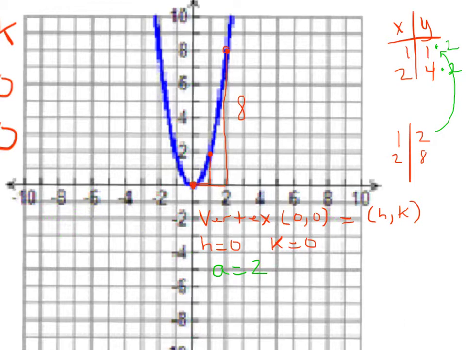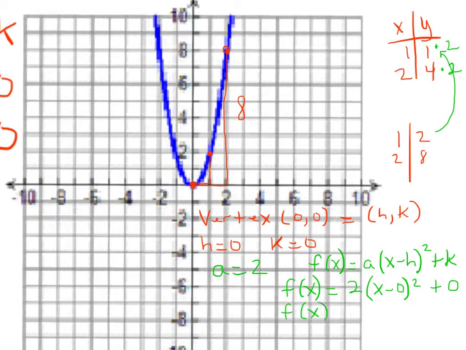So my basic equation would be f of x equals a times x minus h quantity squared plus k. And subbing in here, I end up with f of x equals 2 times x minus 0 quantity squared plus 0, or finally f of x equals 2x squared.